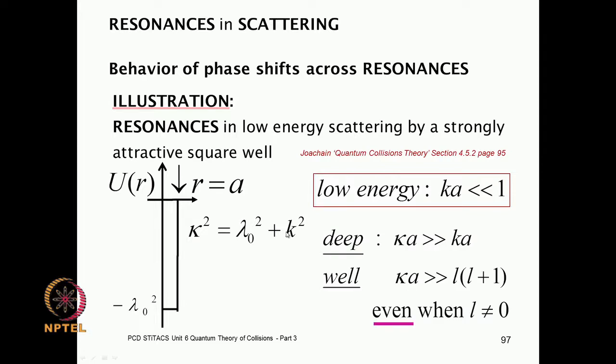Right? So you have a deep well, and the reason I refer to this as a deep well is that kappa A in this case is much larger than L into L plus 1, even when L is not equal to 0. So as you can see from this right hand side, the value of this right hand side will increase with the value of L, but we are dealing with such kappa, with such depth, so that kappa A is always greater than L into L plus 1.